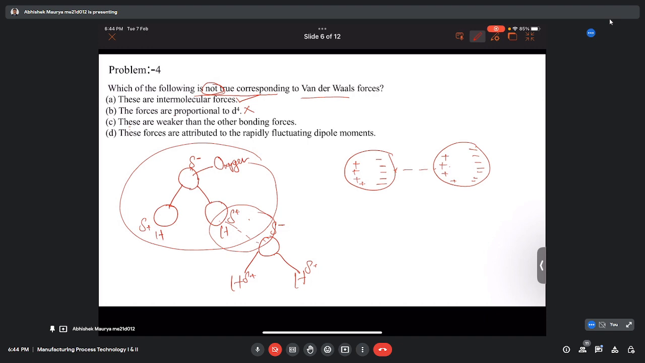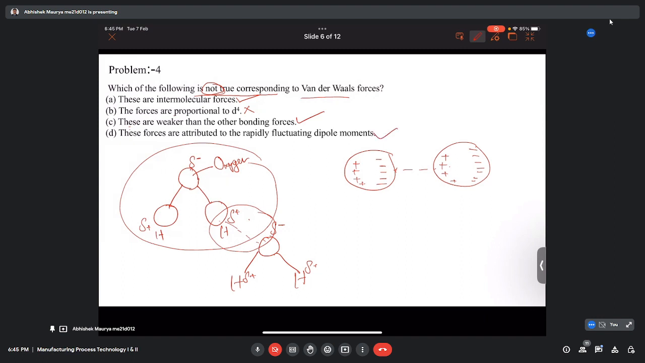Whereas ionic materials or covalent materials, those are having higher melting points. So these are weaker than other bonding forces. This is correct. And these forces are attributed to rapidly fluctuating dipole moments. Yes, it is correct.